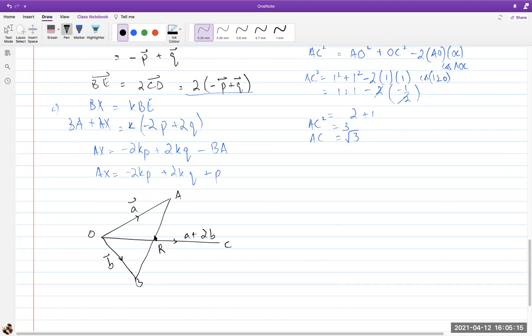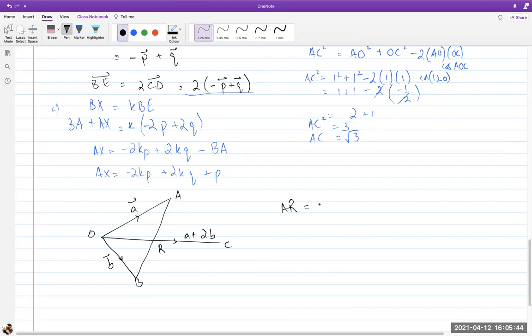Okay. And now we want to show this. So they're saying express OR in terms of AB. Okay. So we know that, what is A plus 2B? Is it RC or OC? A plus 2B is OC.